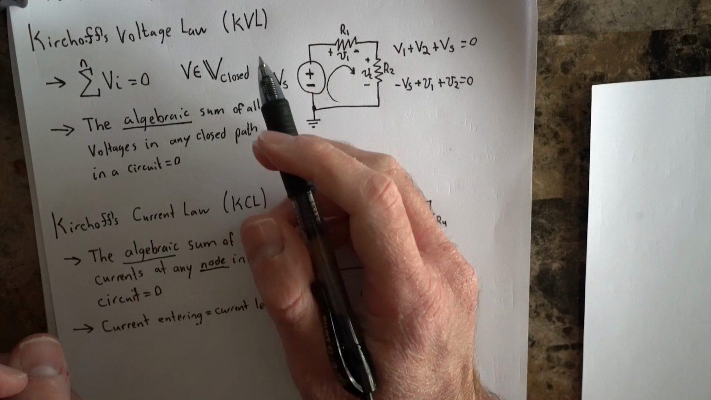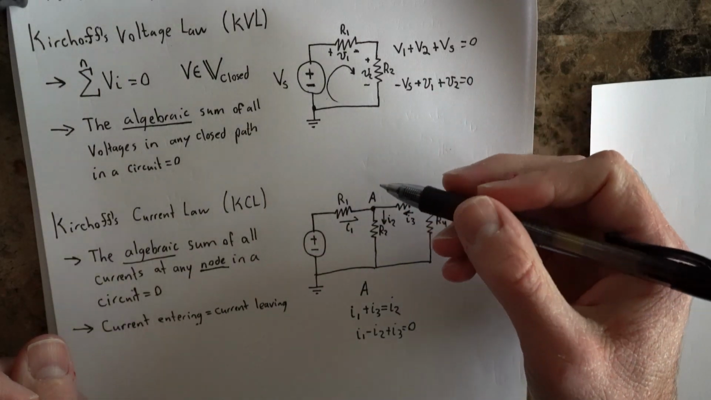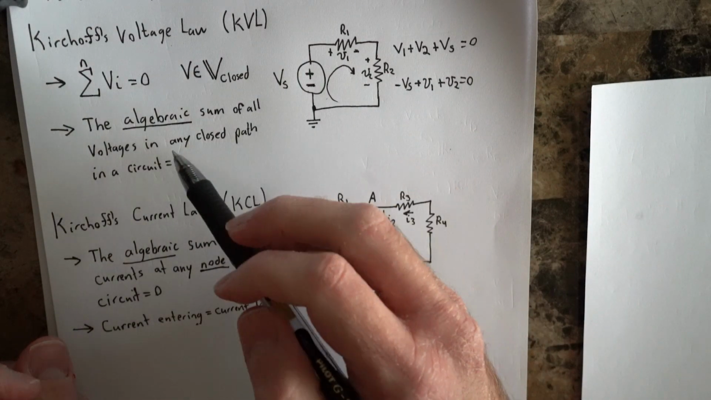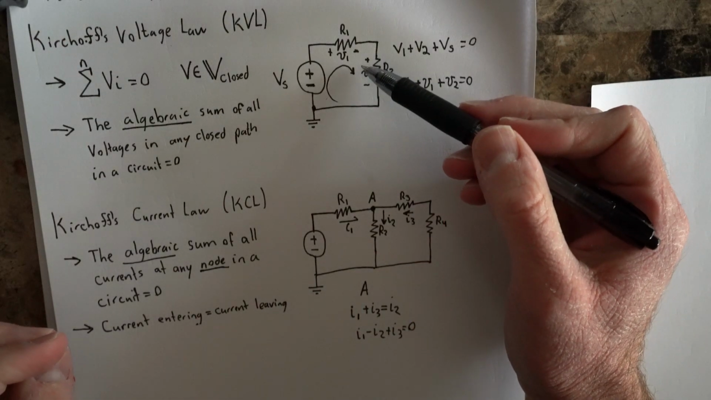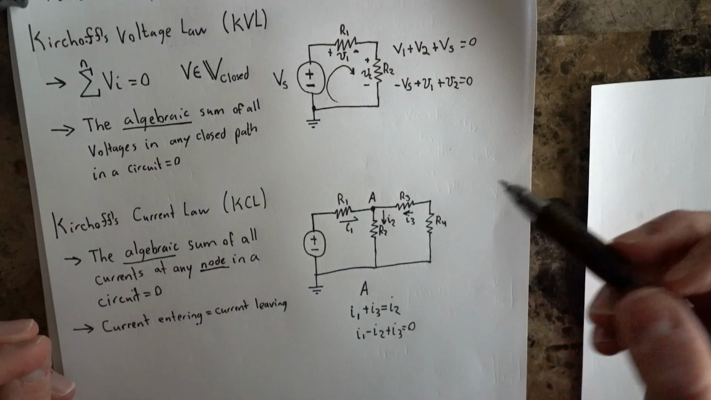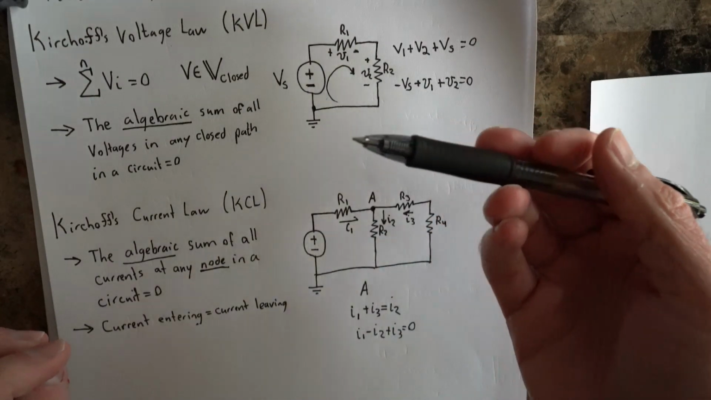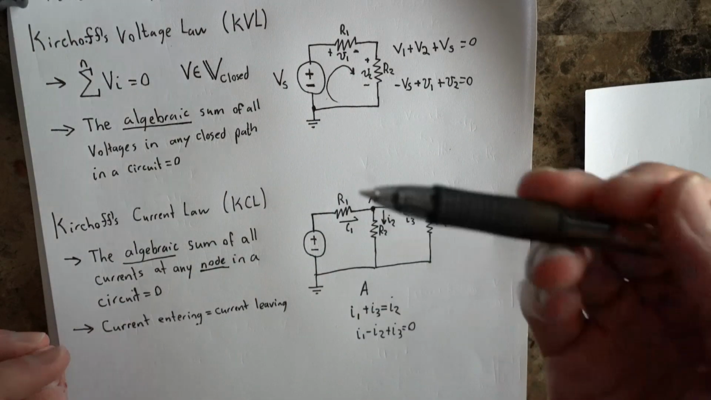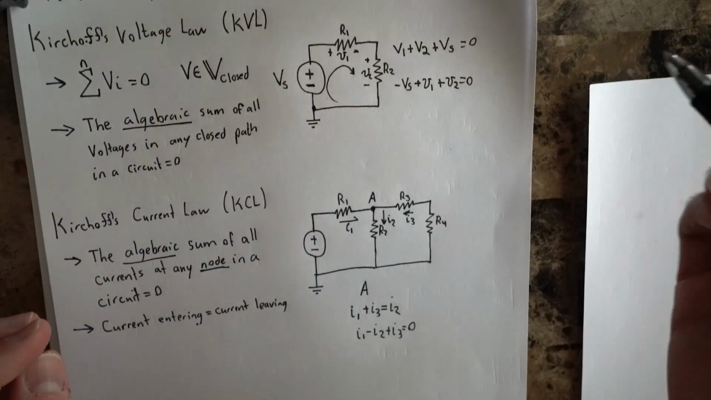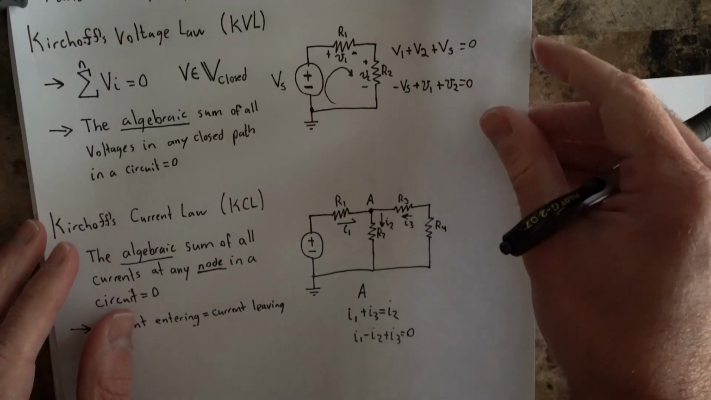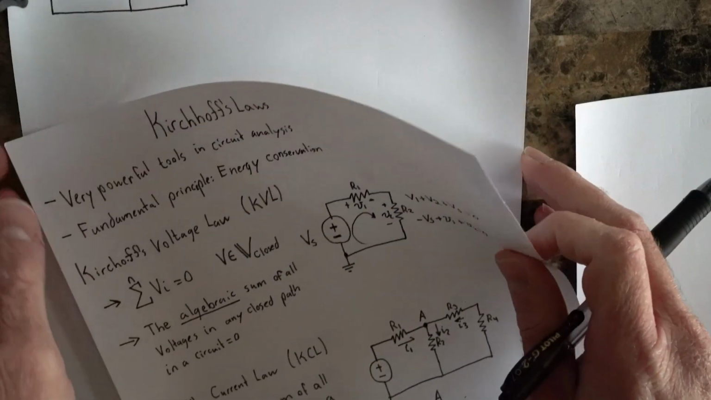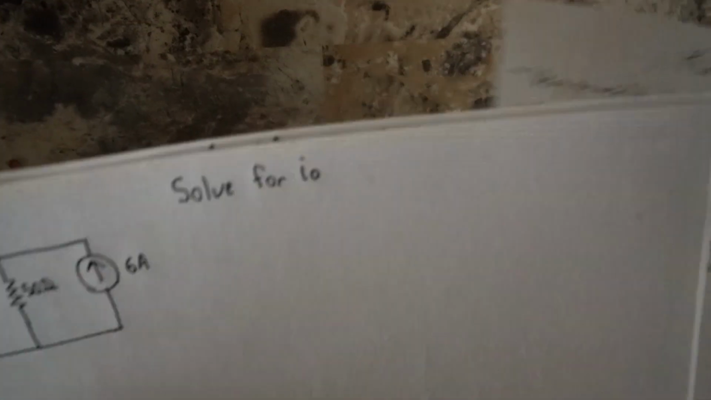Now, this is all conservation of energy. The fact that the sum of all voltages in a closed path must equal 0, and the algebraic sum of all currents entering nodes must equal 0, is simply energy conservation in that we can't get out more than what we put in. So let's use KVL to solve for a relatively simple circuit here.